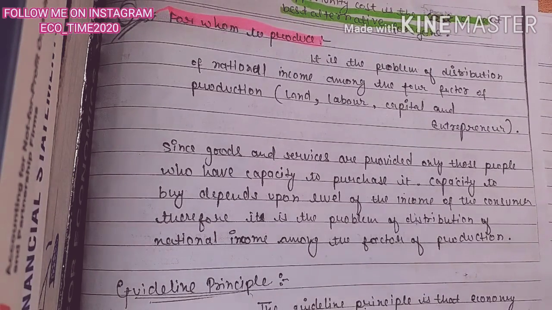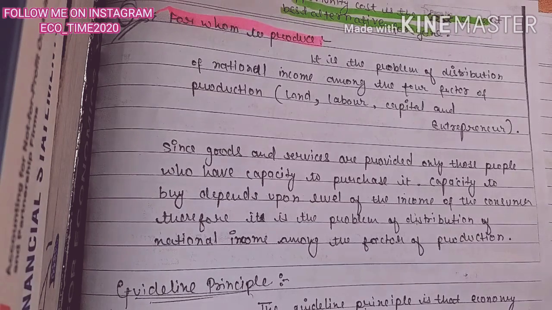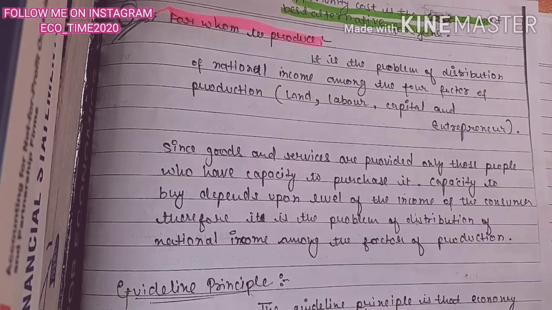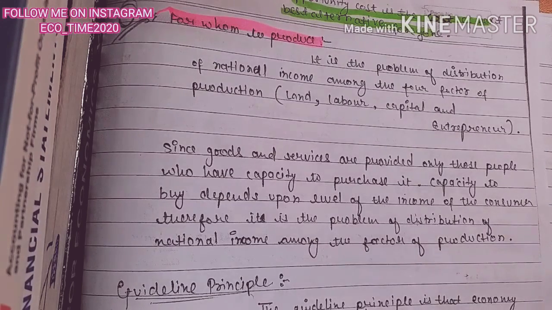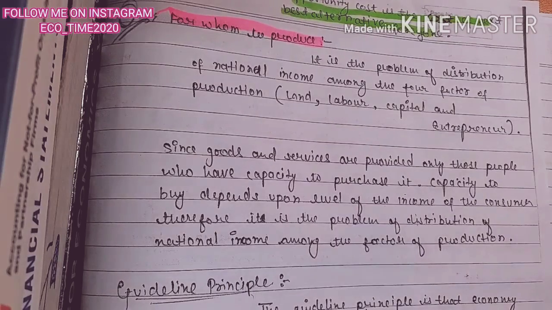Let me tell you that in the exam, this question can be twisted and given to you as how can income be distributed among the four factors of production. So you'll have to write the same explanation for that question as well.